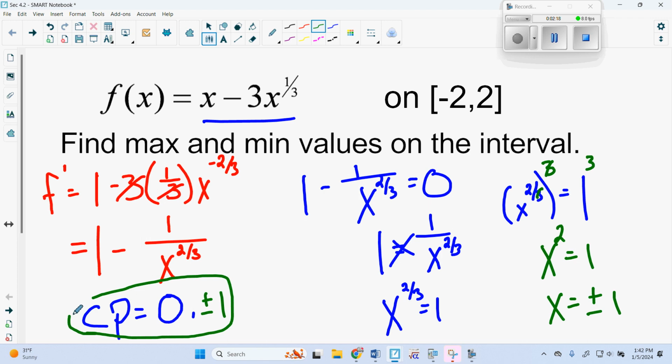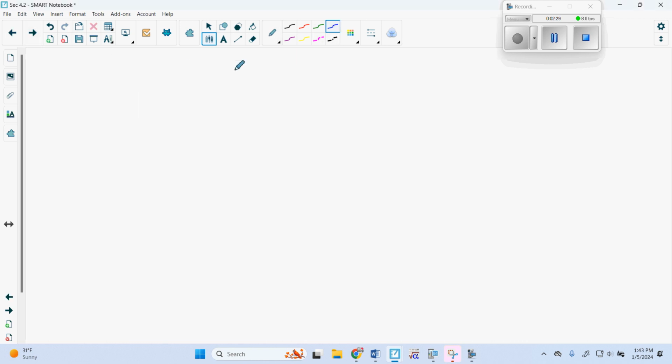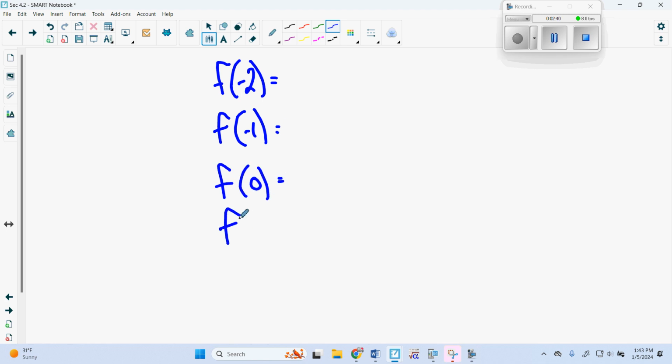Remember, critical points are where the derivative equals 0 and where the derivative is undefined. So now to find our max and min, we want to go through all of those points. We want to look at the functional value at -2, the functional value at -1, the functional value at 0, the functional value at 1, and the functional value at 2.